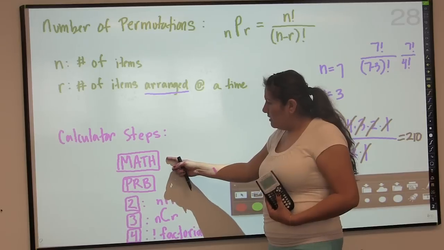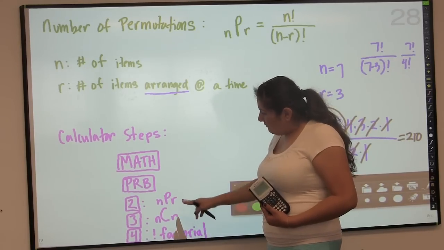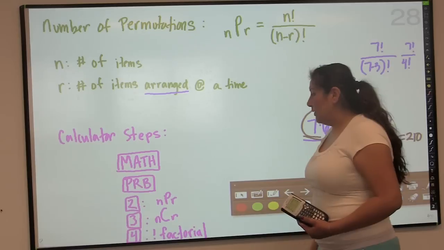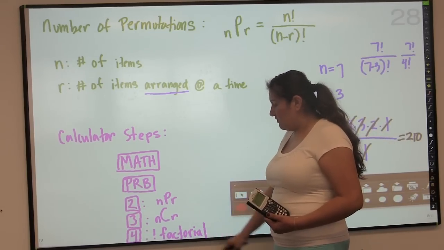You have math, probability, PRB. It's the last option in the math menu. And then you have options 2, 3, and 4 are the ones that we're going to concentrate on in this lesson. Permutations, combinations, and of course the factorial.